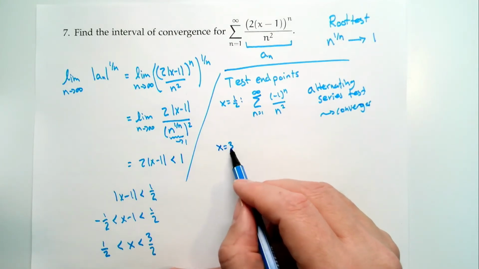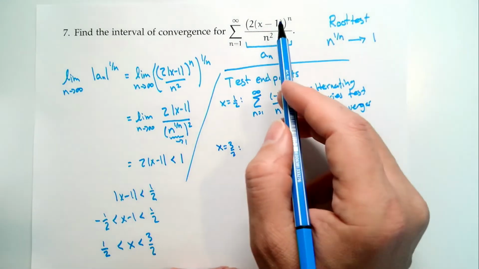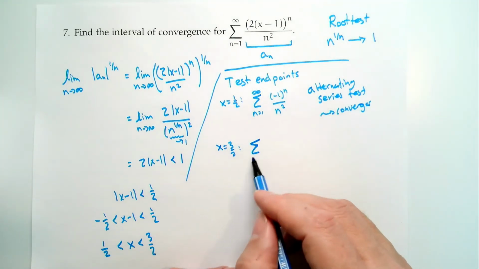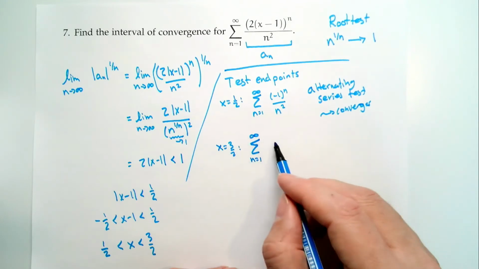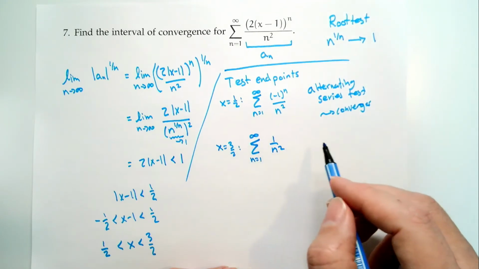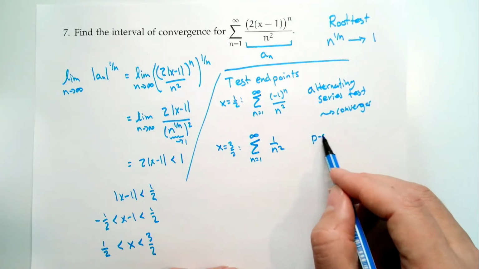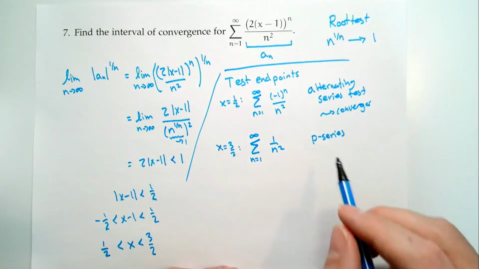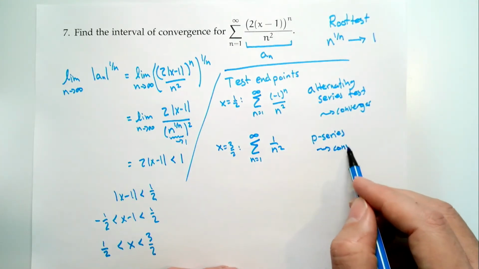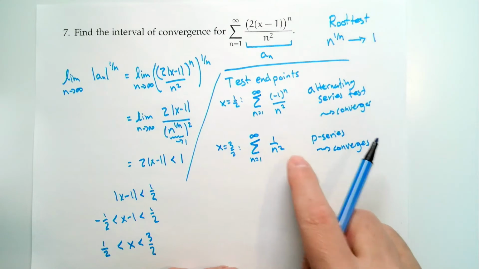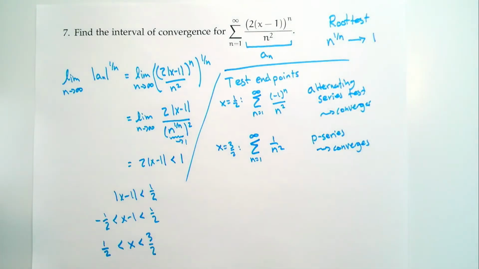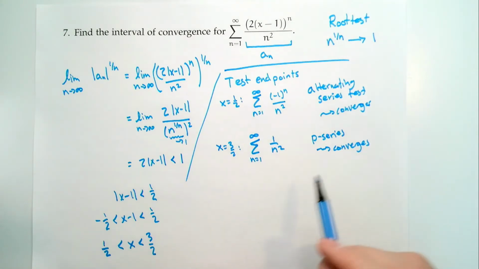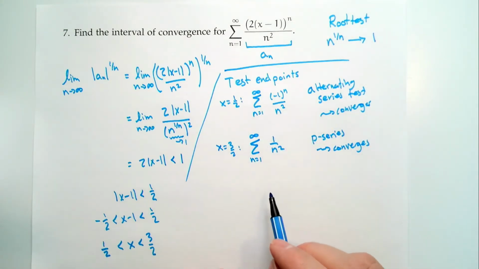How about at 3 halves? Well, 3 halves minus 1 is a half times 2 is 1. So what we end up with is the sum 1 to infinity of 1 over n squared. Well, that's a p-series. Now, does this p-series converge or diverge? Well, it converges because the exponent is bigger than 1. Now, that says we converge at both endpoints, so we're going to include both endpoints.